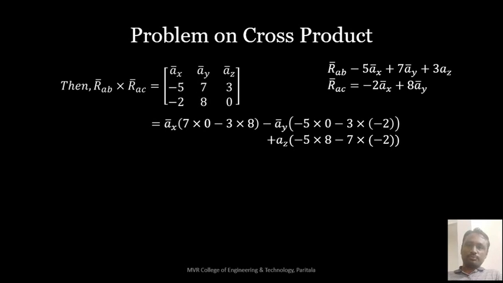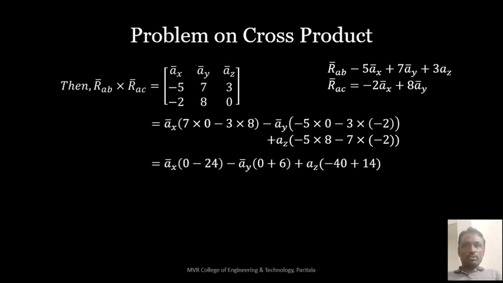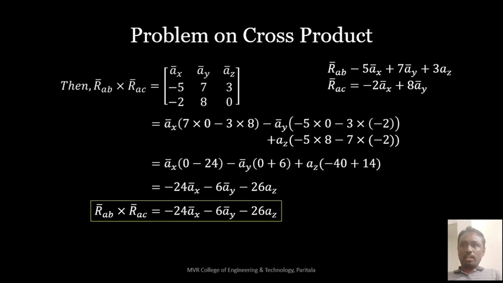So the next result is 7 into 0, 0 minus 24. Minus 5 into 0, 0, plus. Minus into minus is plus, so it will become plus 6. And thereafter minus 5 into 8, minus 40, minus 7 into minus 2, plus 14. And the final result is minus 24 AX bar minus 6 AY bar minus 26 AZ bar. So this is the result, RAB bar cross RAC bar. This is the way we are able to identify the cross product between any two vectors.